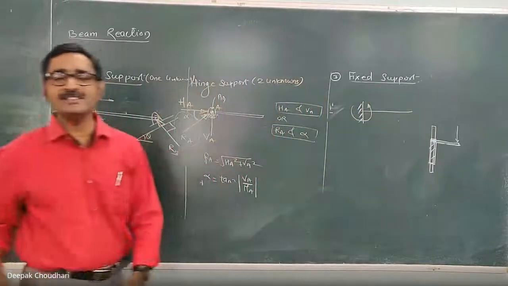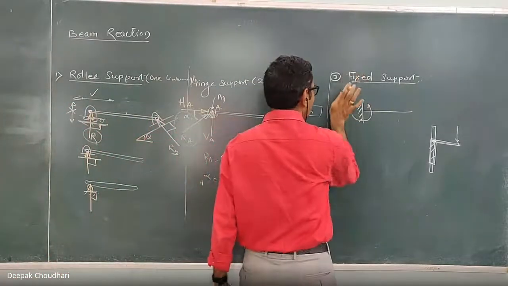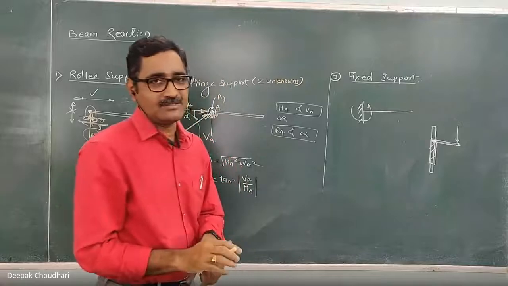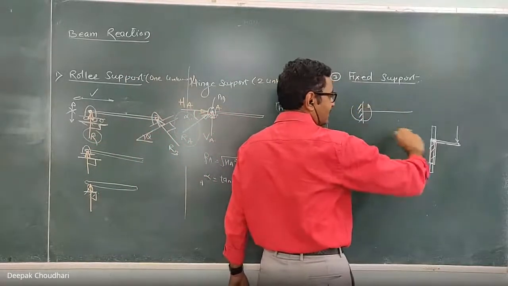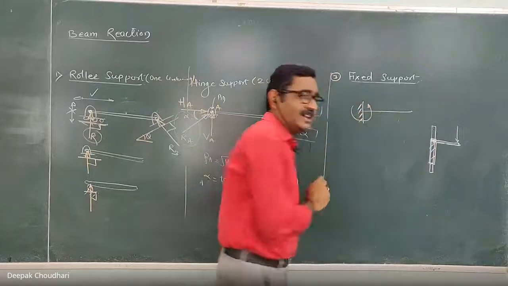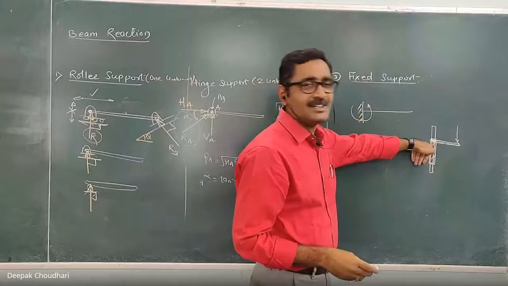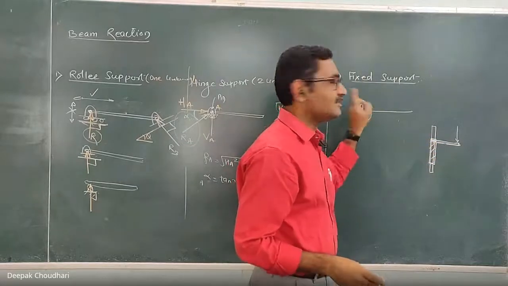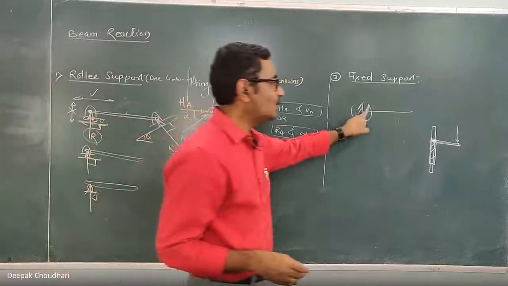That reactive moment is in anti-clockwise direction or maybe clockwise. So initially you have to assume that direction. Here, this reactive moment is there. Whenever the rotational motion is restricted, reactive moment is induced. So at the fixed support, reactive moment is induced.